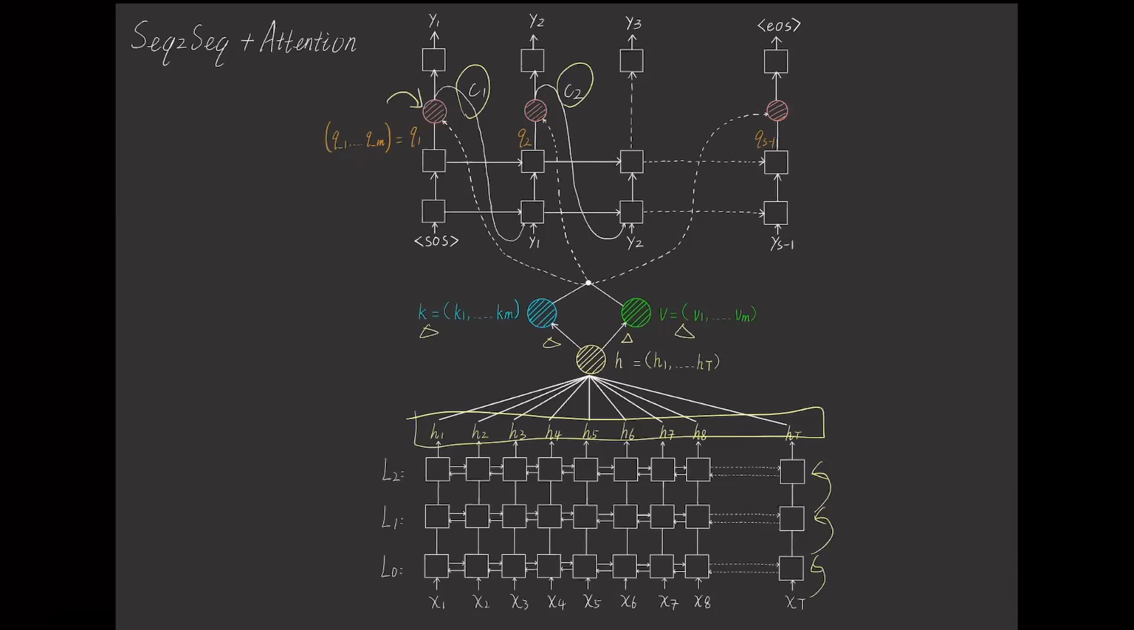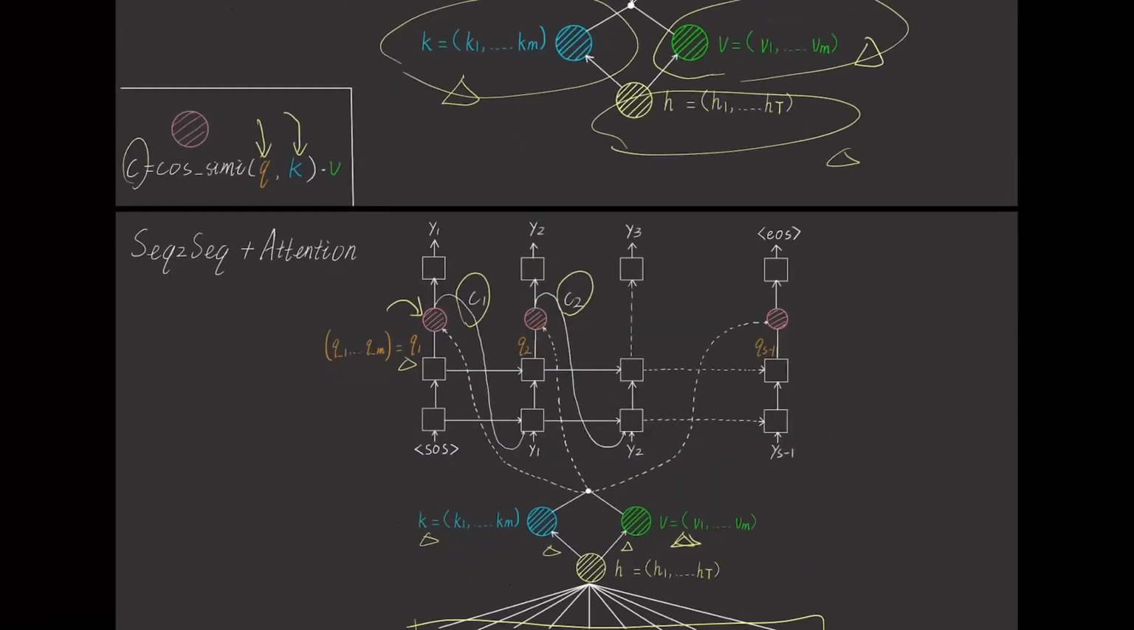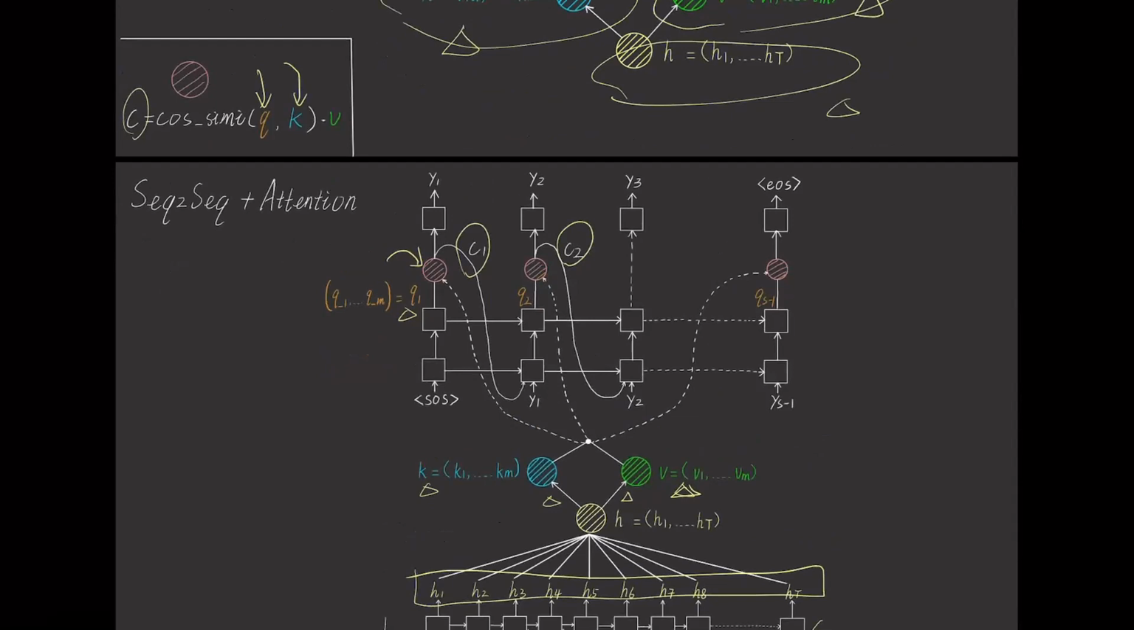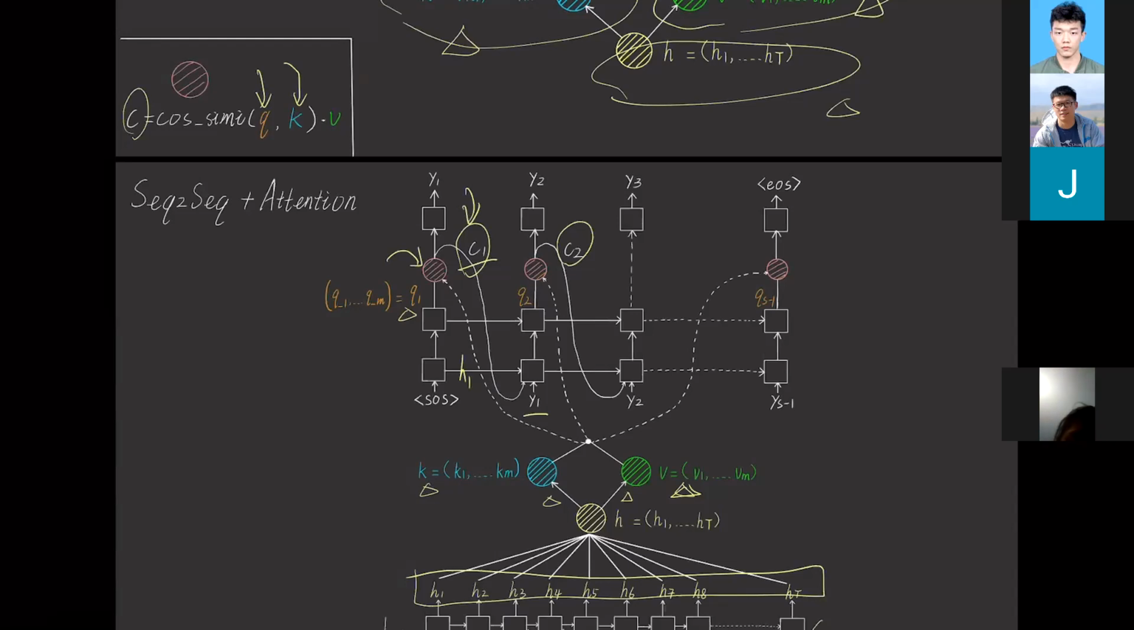CI, CQ are calculated by using this magical pink circle. So basically the pink circle operation will take three inputs, the key, the value, and the query. The query is just the hidden state from your LSTM. And then we use this formula to calculate C. Once we get C, we concatenate C, CI, YI, and this is HI, as a whole vector together. And then we feed it as the input to the next time step. And then we do this recursively. So the magic is the CI here. The CI stores very useful information to tell you which part you need to focus on and which part you probably should throw away.